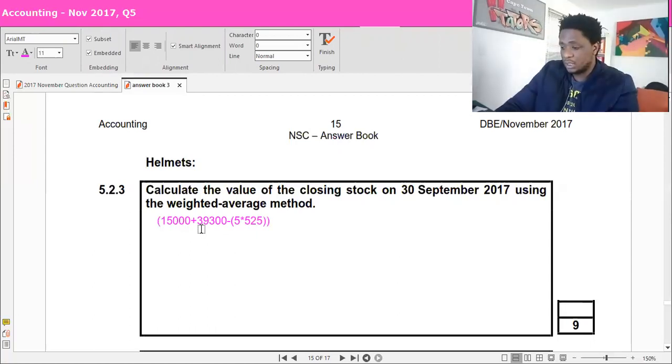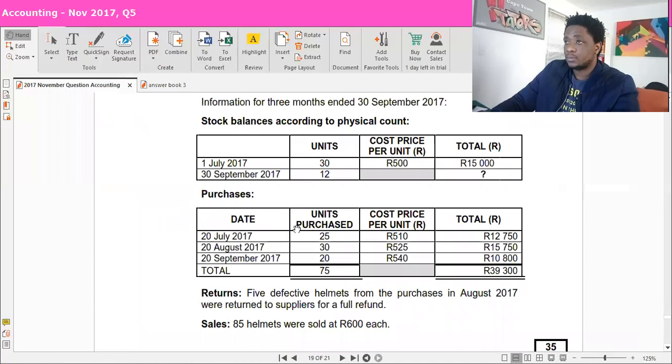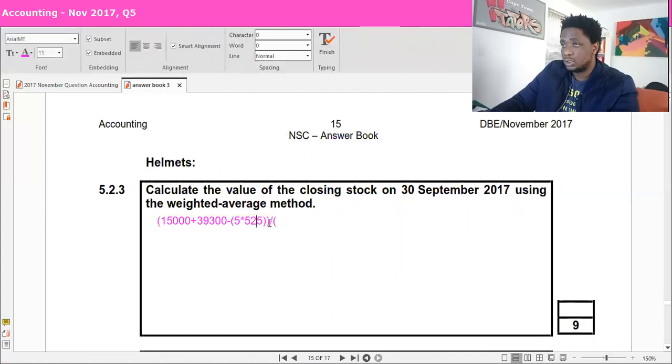And then once we've calculated these, we'll divide by the number of units. So the number of units, we know that we had 30 units at the beginning, and then we bought 75, and then we returned 5. So what we would do then would be to say 30 plus 75, and then we'd say minus 5. And then if you enter this in your calculator, you should get a weighted average price of 516.75. So that would be the weighted average cost.